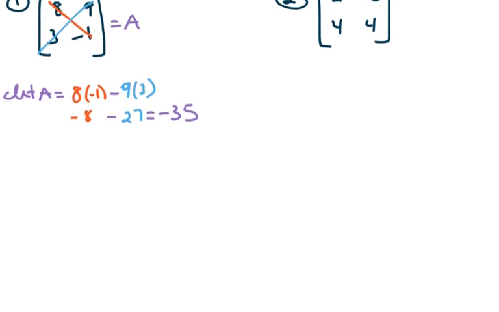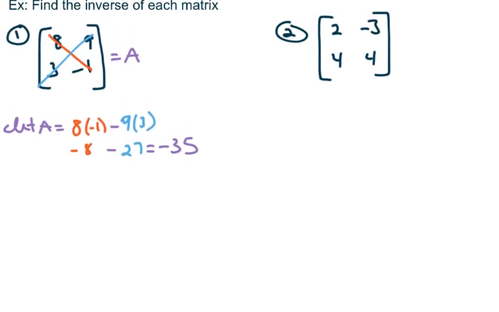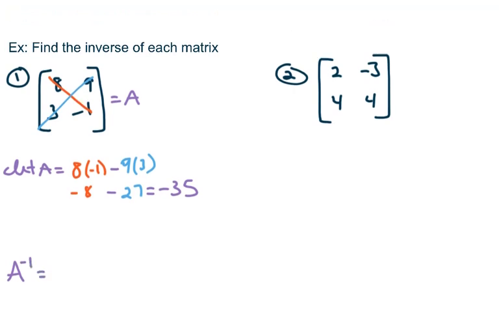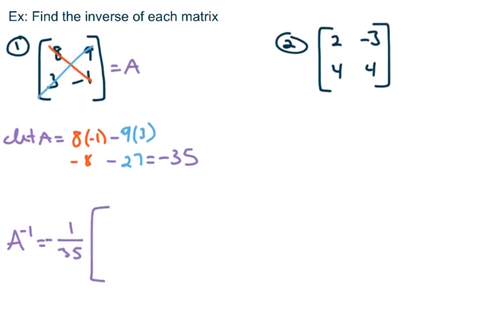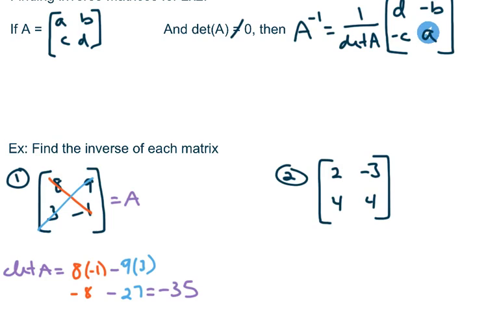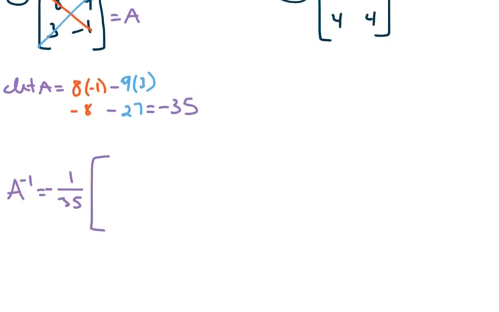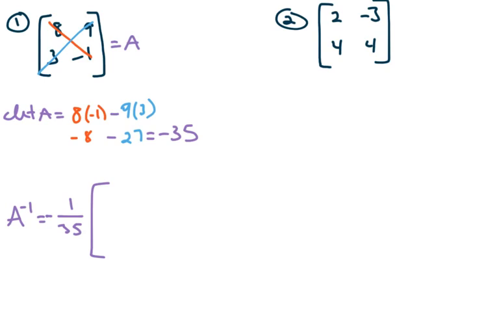Not terrible. So now we can go into labeling A inverse. So A inverse is equal to, remember we said it's 1 over the determinant of A, so we're going to have 1 over negative 35, or just negative 1 over 35, times, now we need to rearrange our original elements, and you can see the main diagonal switches elements, so this 8 and negative 1 are going to switch places, so negative 1 now is upper left, 8 is lower right, and the 9 and the 3, the upper right and lower left, they stay in the same place, but they switch signs. Okay, so the 3 becomes a negative 3, the 9 becomes a negative 9.